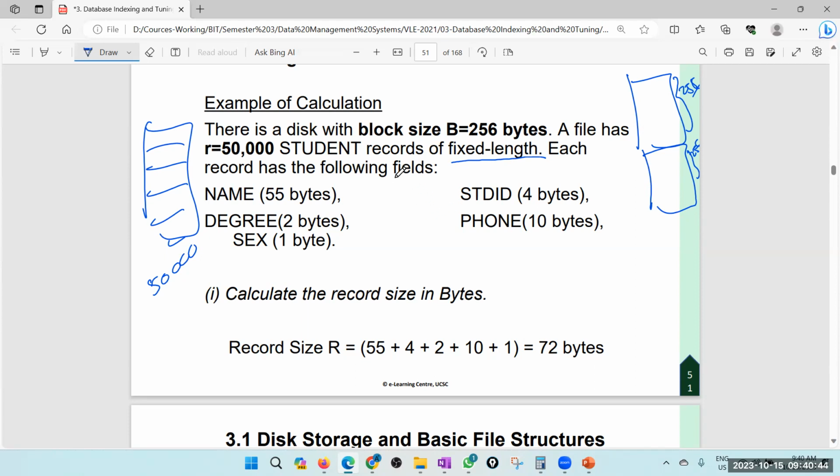Each record has the following fields. Name takes 55 bytes. Degree takes 2 bytes. Sex takes 1 byte. Student ID takes 4 bytes. Phone takes 10 bytes. Now you can calculate one record length. One record length is 55 plus 4 plus 2 plus 10 plus 1, that is 72 bytes. So one record is 72 bytes, and it's fixed. And we have 50,000 records like that. So now, if you want, you can calculate the total size as well.